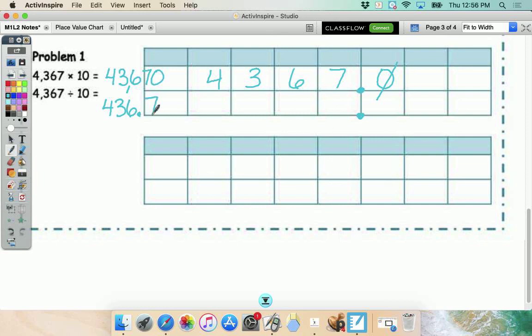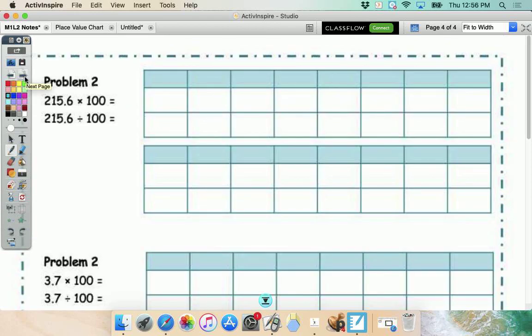436.7. Okay, how are we doing? Good. Clear your blank page off. We got some more problems. So turn your paper over. And then it's the back page.